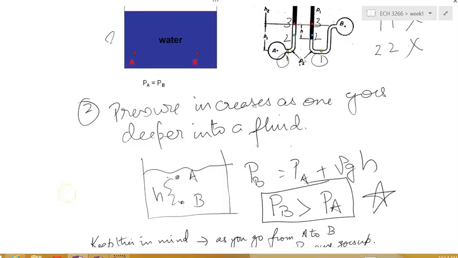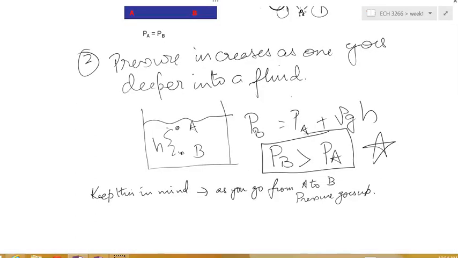Second one, I've seen a lot of students make a mistake here as well. Pressure increases as one goes deeper into a fluid. Why? Obviously because of gravity, right? So the pressure at B will always be higher than the pressure at A, and for an incompressible fluid, PB is PA plus rho g h, where rho is the density and g is the acceleration due to gravity. So keep this in mind, because I've seen a lot of students make this mistake when they solve manometer problems.